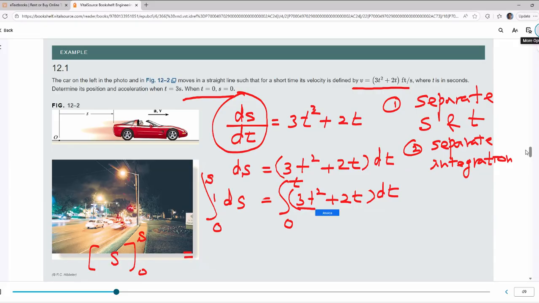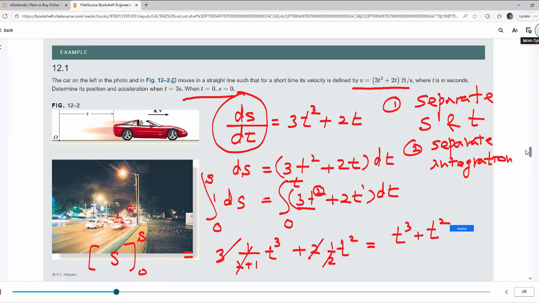3t squared, antiderivative of 3: the power is 2, so 1 over the power plus 1, and raise the power by 1, t to the 3. Here is 2t, and the power is 1, raise the power by 1, 1 plus 1 is 2, then 1 over 2. 1 over 2 plus 1 is 3, so that cancels. So then t to the 3 plus t squared.